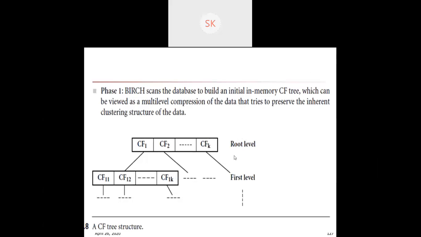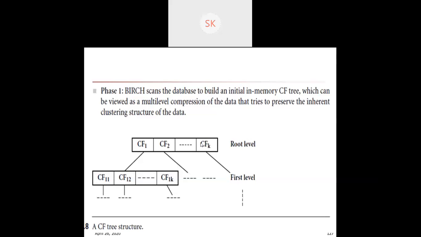Step that is at the root level, we are computing the CF trees. Here we scan the database to build an initial in-memory CF tree, which can be viewed as a multi-level compression of the data that tries to preserve the inherent clustering structure of the data. So at root level, CF1, CF2, CF3. At the first level, that is CF1, CF12, CF12.